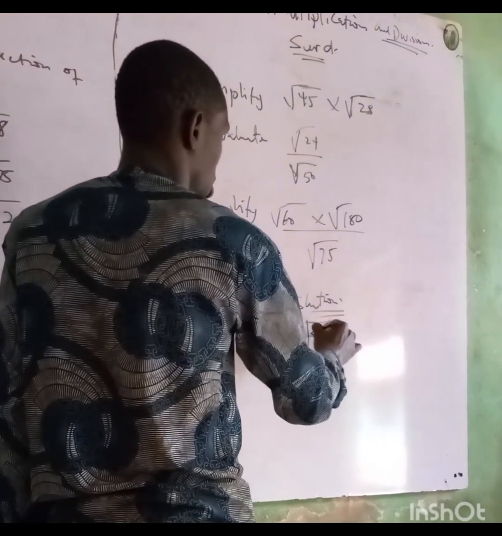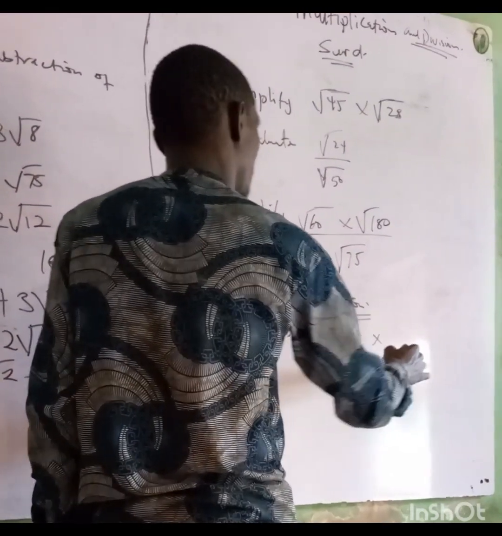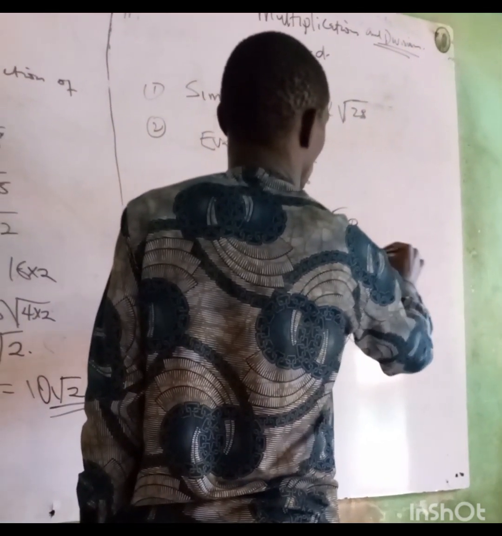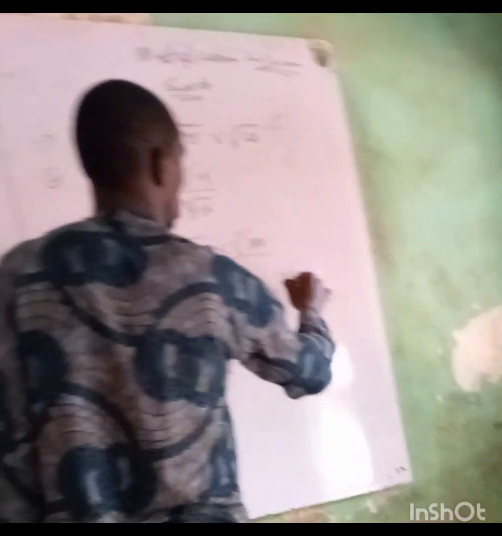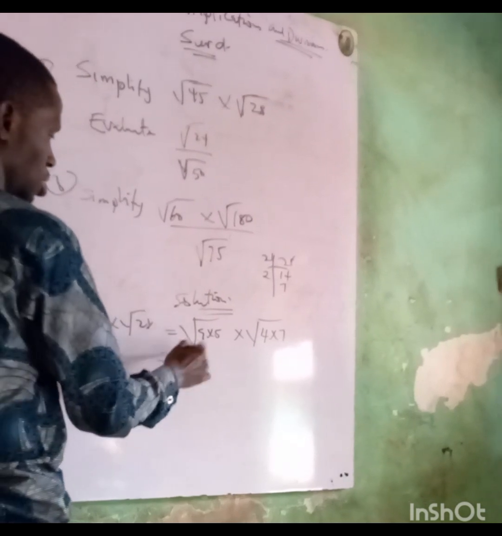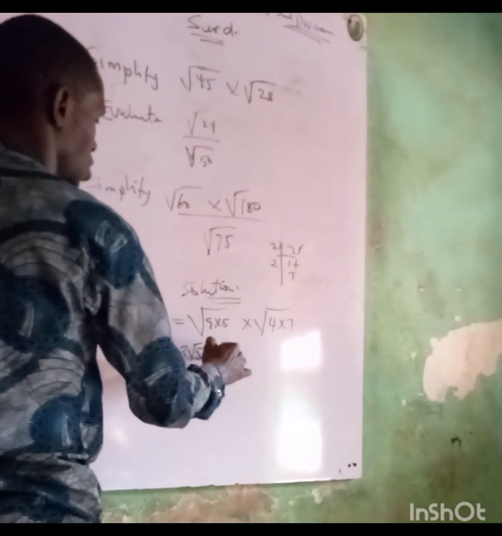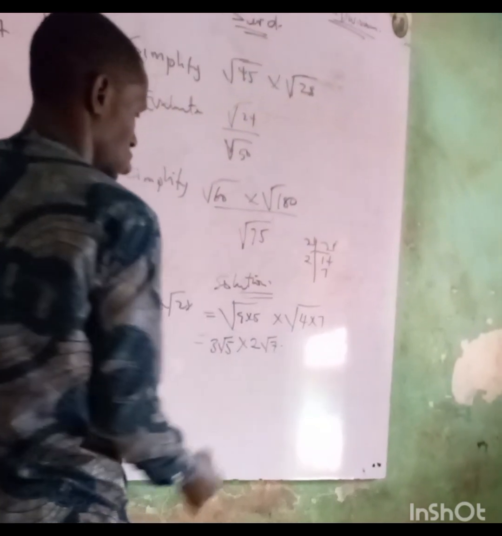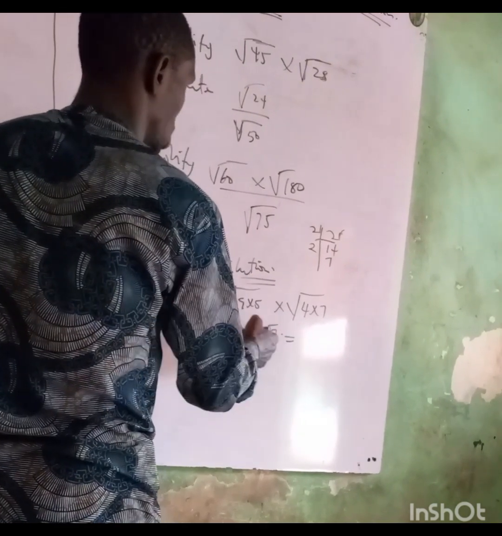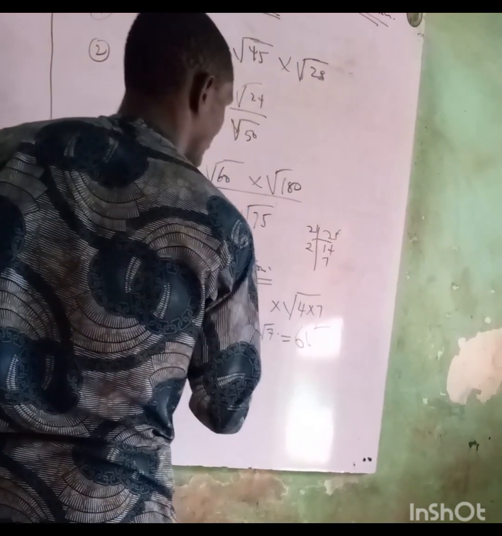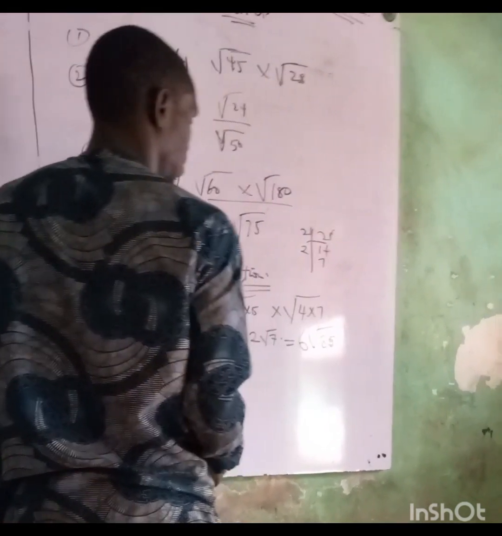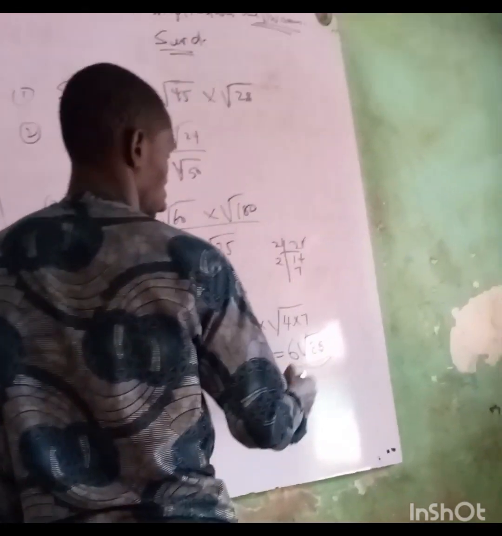Root 45 is 9 times 5 multiplied by root 28, which should be, let's see, 2, 14, 2, 7. That's 4 times 7. Right? Alright. This is 3 root 5 multiplied by 2 root 7. So the ones outside the root will multiply each other, the ones inside the root will multiply each other. So that gives us 2 times 3, 6 root 5 times 7. That's 35. Root 35.